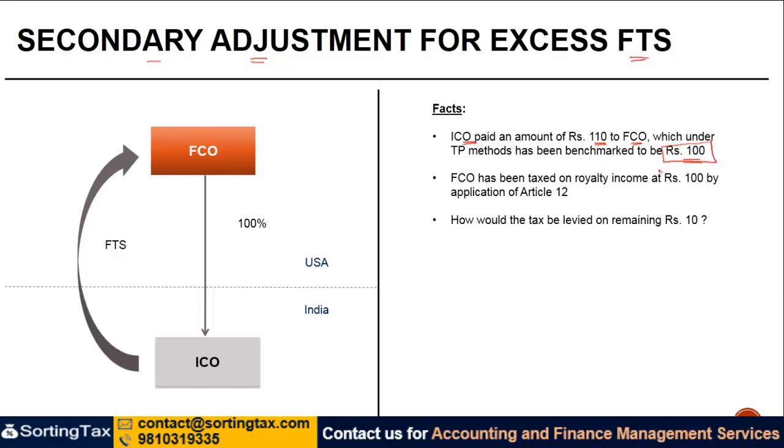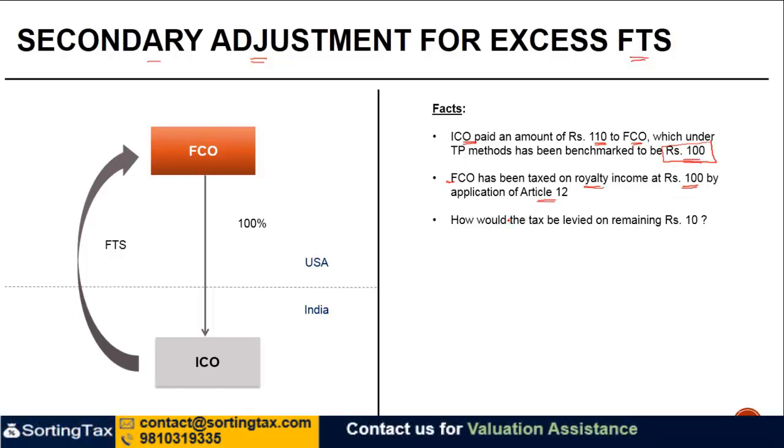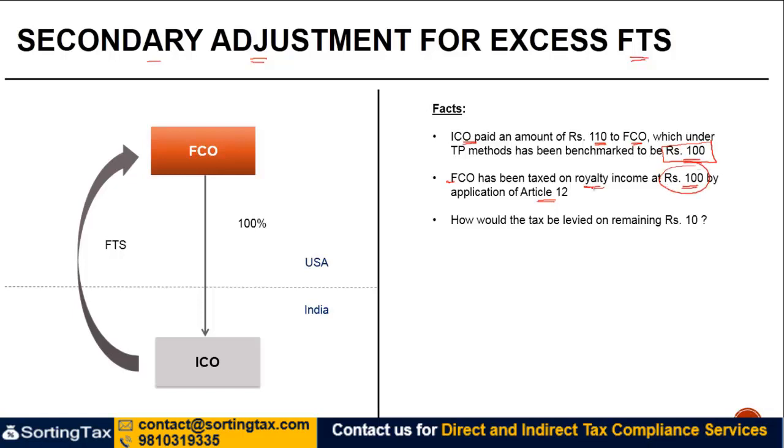The foreign company has been taxed on royalty income at rupees 100 by application of Article 12. Why? Because Article 12 specifically provides that if there is an excess payment made to a foreign company vis-a-vis the arm's length price, then what is taxable under Article 12 will be only the arm's length price. In line of that, the foreign company has been taxed on royalty income at rupees 100. The issue is, how would the tax be levied on the remaining 10 rupees?